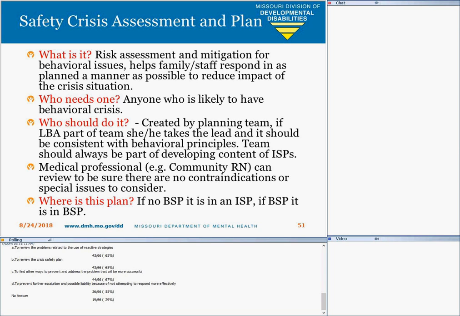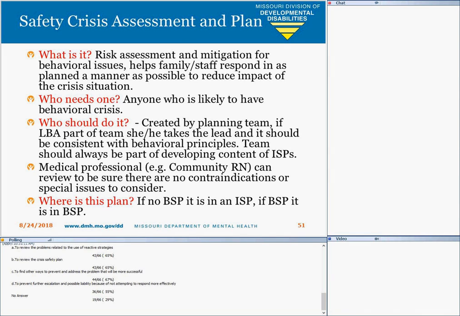Well, who's likely to have a behavioral crisis? That's similar to an event in the case of a hurricane or a fire. You don't wait until you have one to create the plan. You do it beforehand. So anyone who's likely to have a hurricane should have a plan for what to do during a hurricane. All of us should have fire escape plans, and we should know we might need a behavioral crisis plan if possible, and have that ahead of time.